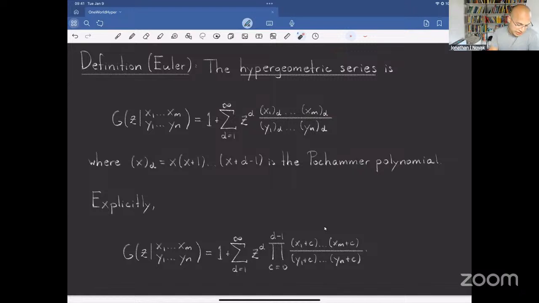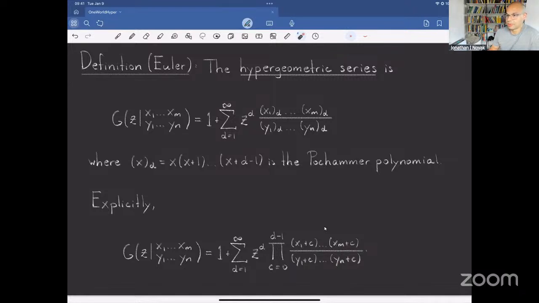So this x sub d is what's usually called the Pochhammer polynomial or Pochhammer symbol. Pochhammer came after Euler. He invented this notation, which is actually not the best, but it's the rising factorial. So x sub d is x times x plus one up to d factors, x plus d minus one. And if you write this down explicitly, what Euler's hypergeometric series is, it looks like this. It's 1 plus the sum d equals 1 to infinity, and this is the variable, z to the d.